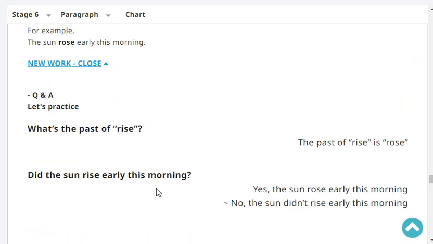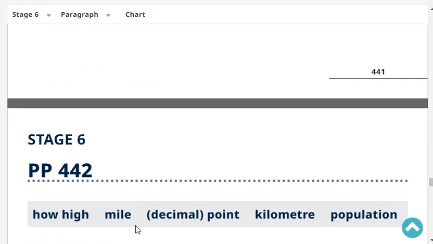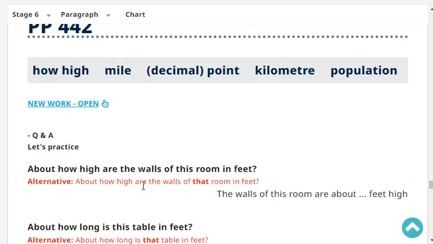Okay, let's practice. What's the past of rise? The past of rise is rose. Did the sun rise early this morning? Yes or no? Yes, the sun rose early this morning. Very good.